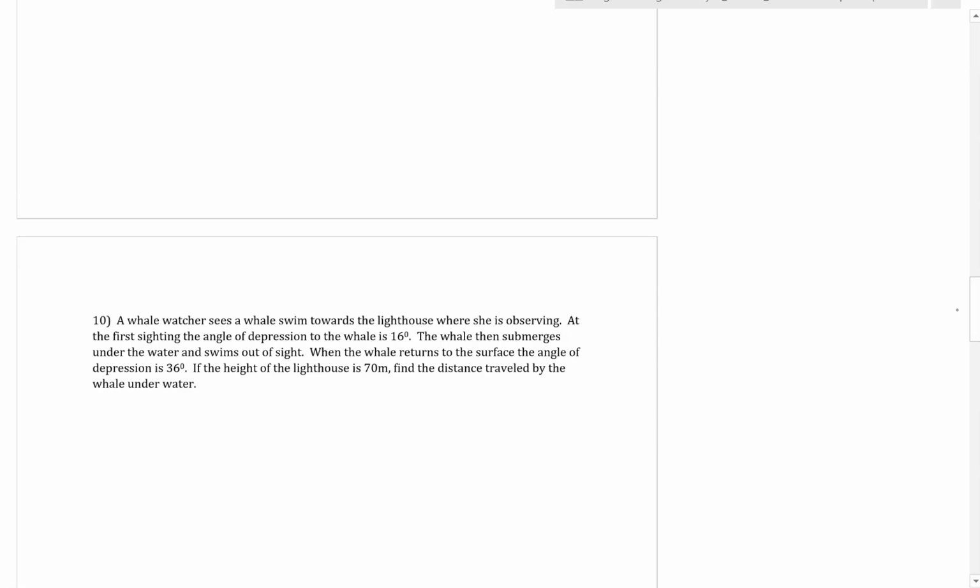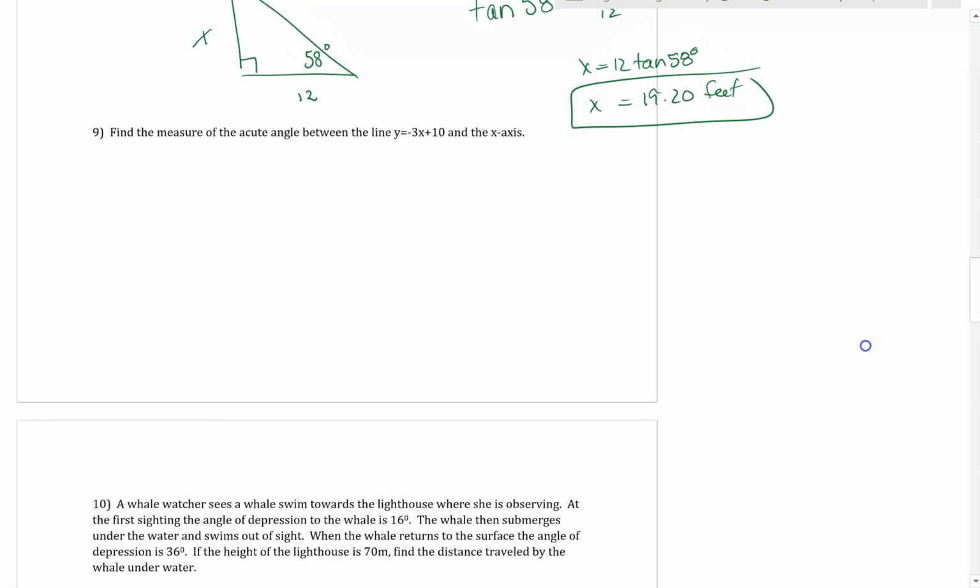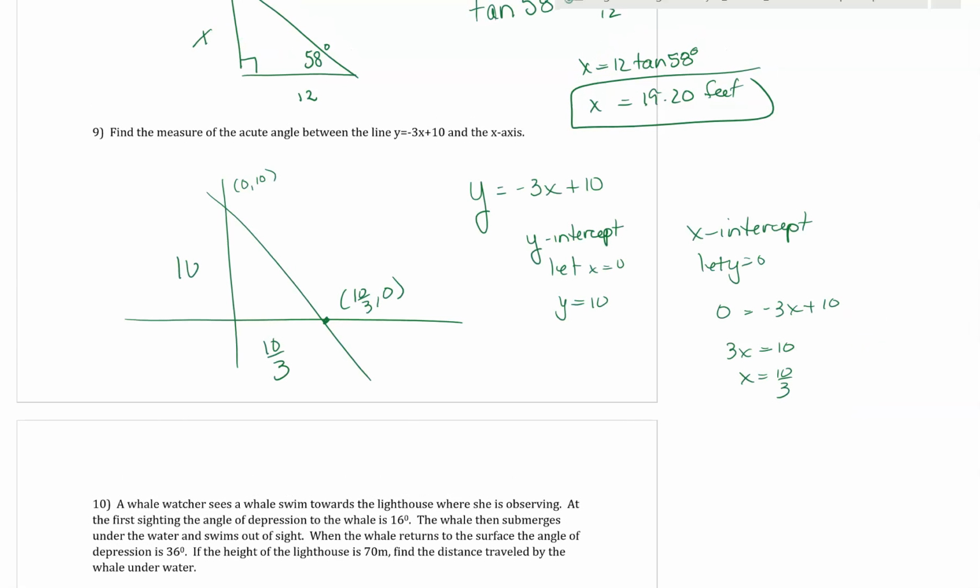So let's take a look at number 9. Go ahead and try and draw a picture. Okay, so here they're trying to find the measure of the acute angle between the line and the x-axis. So notice we had a positive y-intercept and a negative slope, so it helps to find the x and y-intercepts.